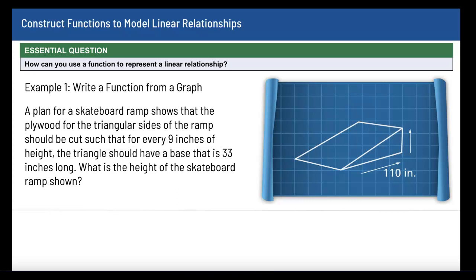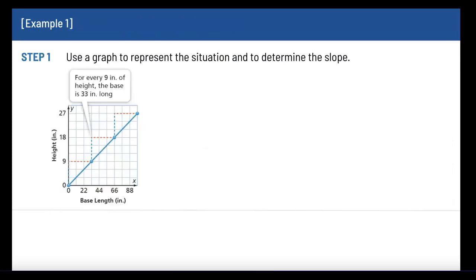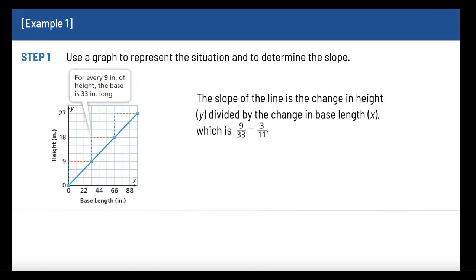So the skateboard ramp is 110 inches long. What will the height be? We can graph this representation and determine the slope. So we see in this graph, every 9 inches we go up, the graph goes over 33 inches. Up 9, over 33. This is the slope of the line. It's the change in height divided by the change in the base. So up 9 over 33. We can divide both those numbers by 3. 9 divided by 3 is 3, and 33 divided by 3 is 11. So our simplified version of the slope is 3/11.